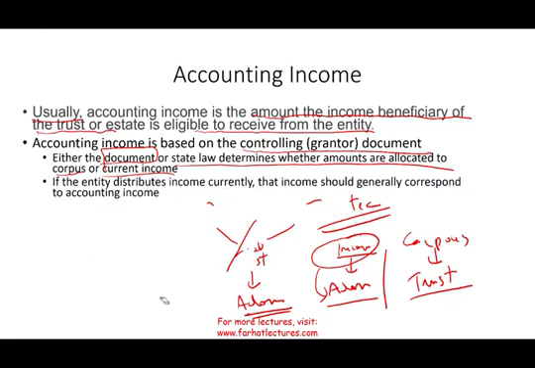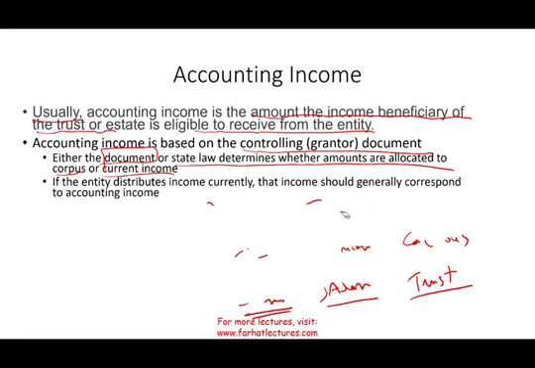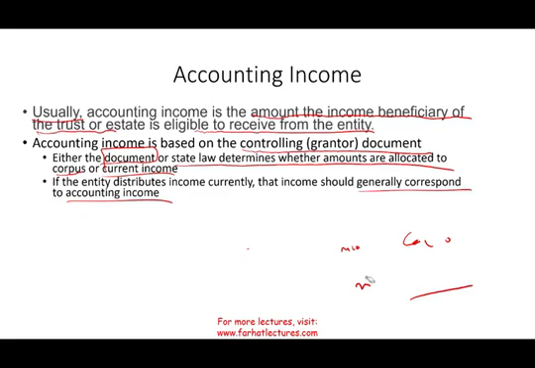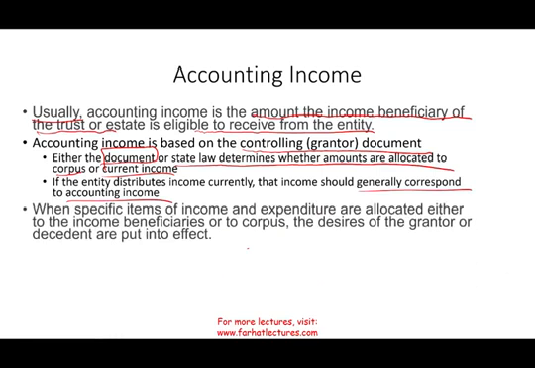So that's important. And I talked about this in the prior session if you want to look at this topic. If the entity distributes income currently, that income should generally correspond to accounting income. Generally. It doesn't have to, because again, I can do whatever I want to, but we're going to say it's going to be accounting income, the amount that can be distributed, like interest and dividends, generally speaking. When specific items of income and expenditure are allocated either to the income beneficiaries or to the corpus, the desire of the grantor or the decedent is put into effect.